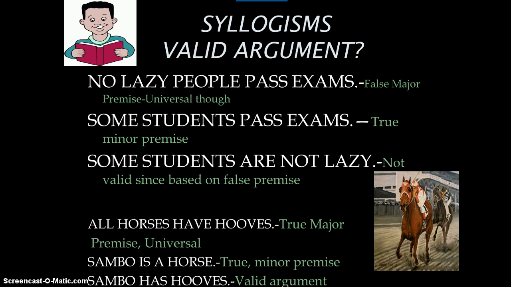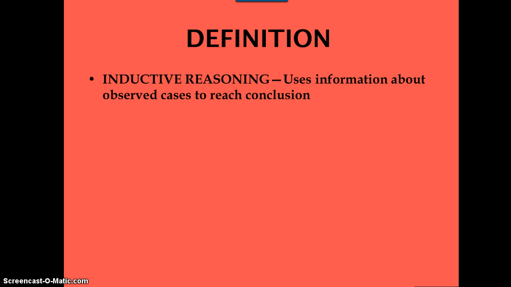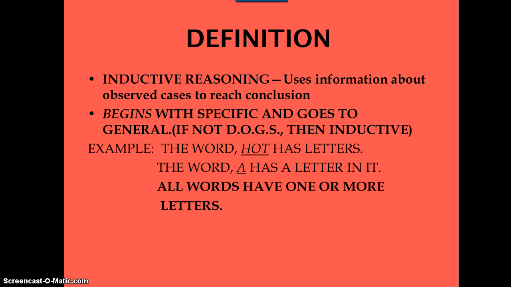All horses have hooves. Absolutely. Sambo is a horse. Okay, we'll take that. And yes, it is a valid argument to say then that Sambo does in fact have hooves. Now, going back to definitions, we're going to talk about inductive reasoning. This uses information about observed cases to reach a conclusion. So we are now moving from specific to general. If it's not dogs, I don't have a fancy acronym, but if it is not dogs, then it has to be inductive. Inductive is individual, it's specific.